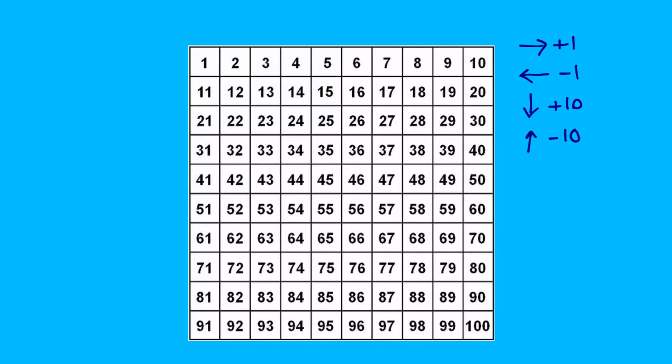Another question. 88 subtract 21. Okay, so starting with my first number, 88. Let's find 88. Here it is. And we're going to subtract 21. That means I've got 2 tens and a 1.